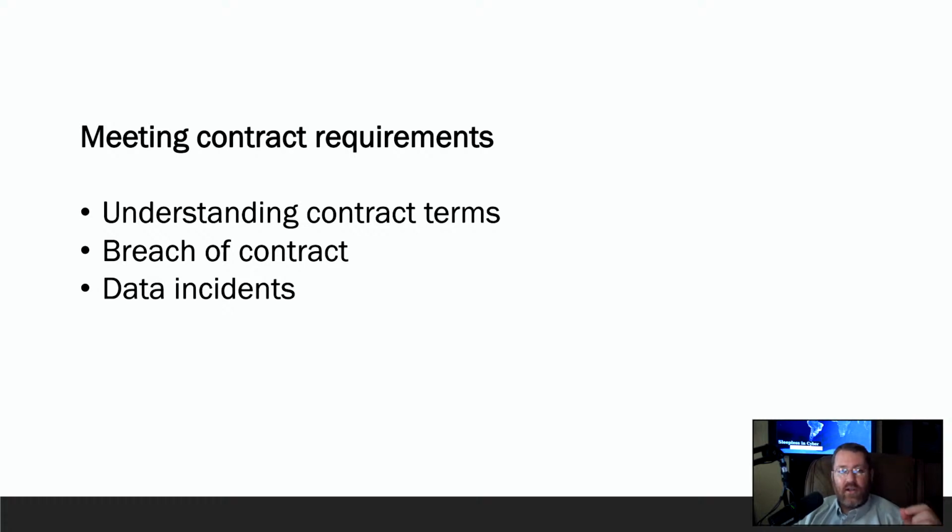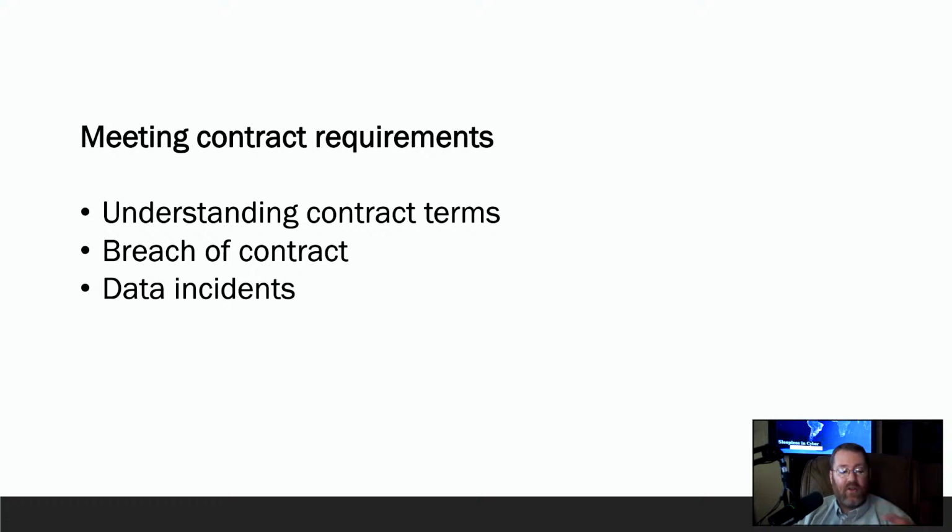So you need to understand all the contract terms, because you don't want to have to go to court or a congressional hearing and say, Your Honor, or Sir, or Ma'am, I didn't know what that meant. That's going to be a bad day. So make sure you understand the contract terms. You have a breach of contract. What is a breach of contract? Now, we're not talking about data breach. We're talking about a breach of contract.